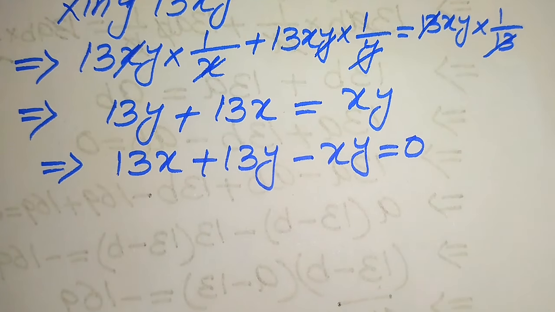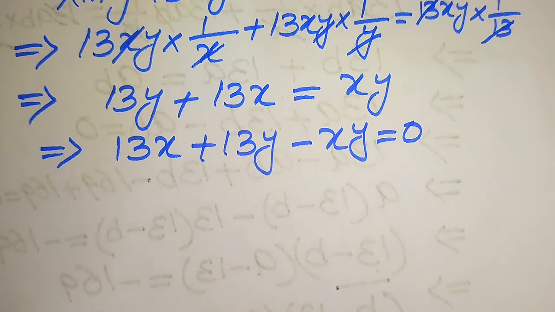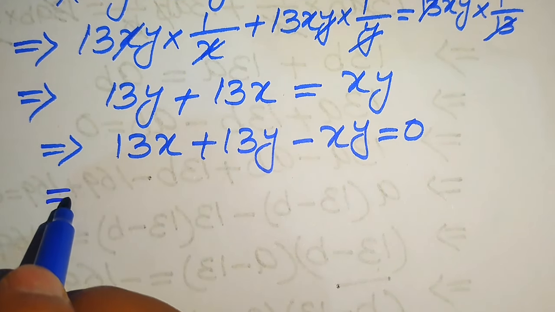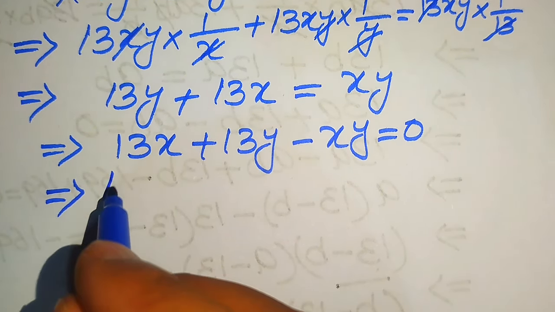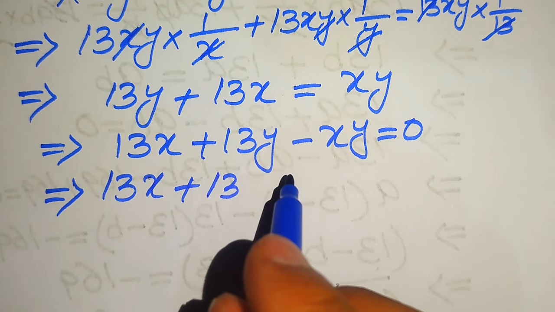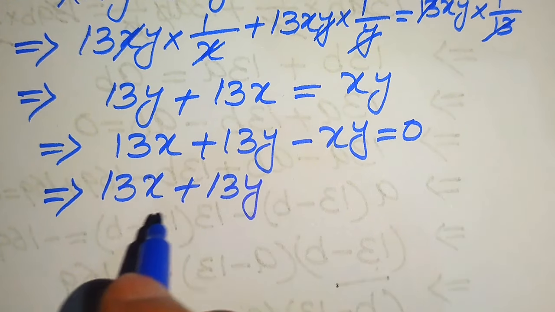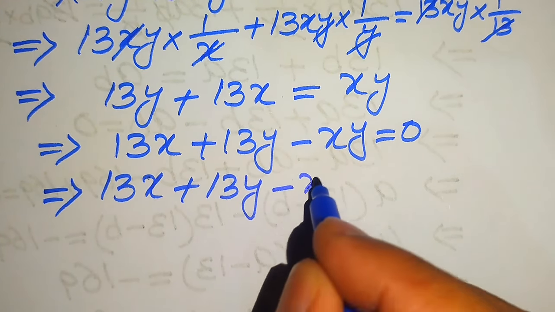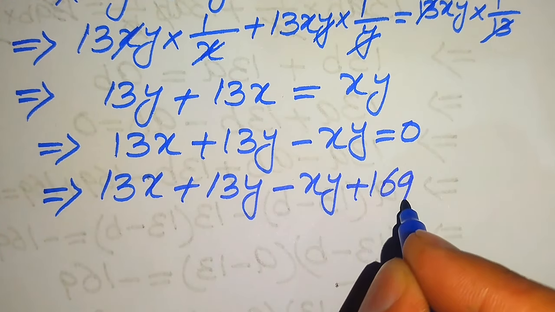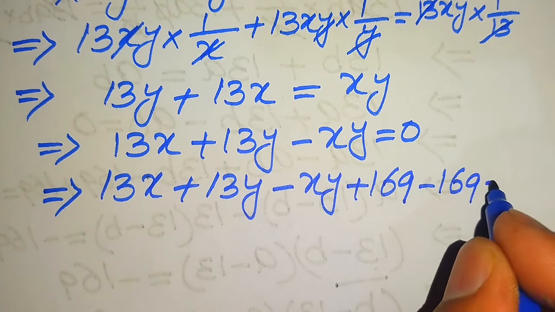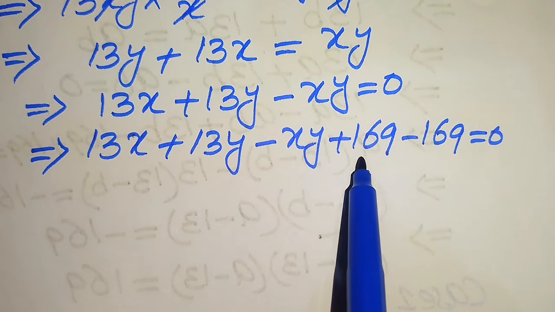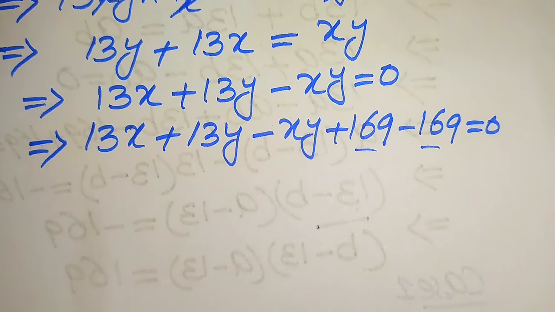So in the next step we need to make the factors of this equation. In order to make the factors of this equation, here we need to add some terms. Here we just add and subtract 169 in the left hand side, and it will be written as 13 times x plus 13 times y minus xy, plus 169 minus 169 equals 0. So in order to make the factors of this equation, we need to add or subtract these two terms.